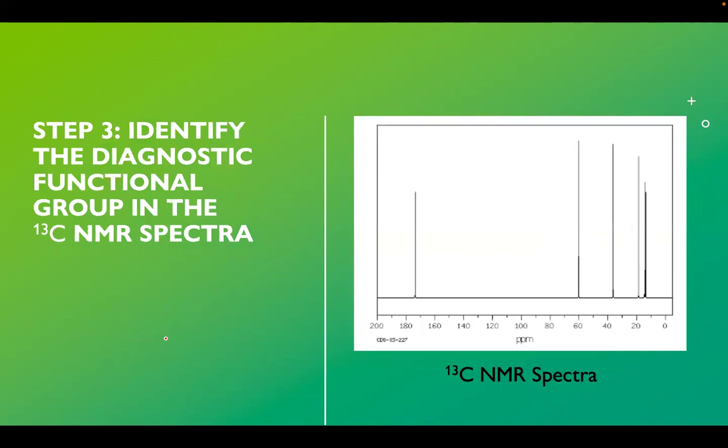The next step is to identify the diagnostic functional group in the carbon NMR spectra. So we're going to be looking at this one right here. I would say this is about 175-ish. And looking at charts, you can conclude that the range of 165 to 185 is going to be a carbonyl group, which going with our molecular formula is either going to be an ester or a carboxylic acid. This obviously makes sense with our molecular formula having 2 oxygens in it.